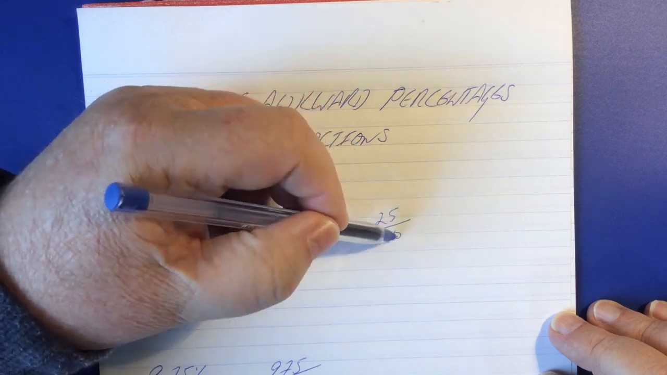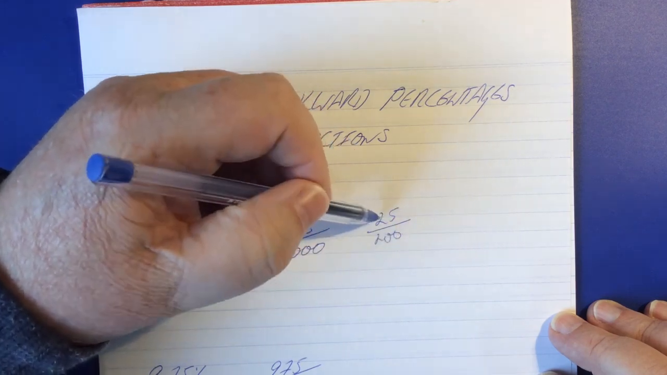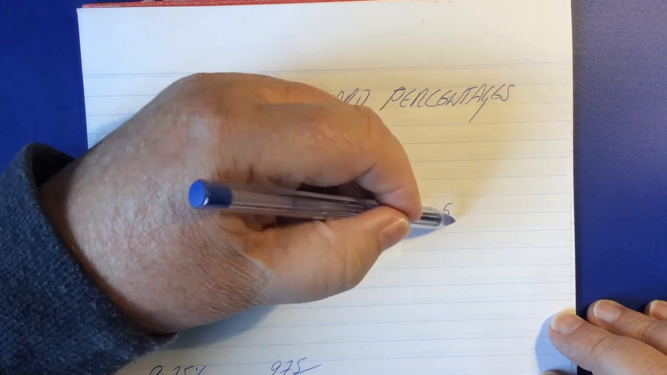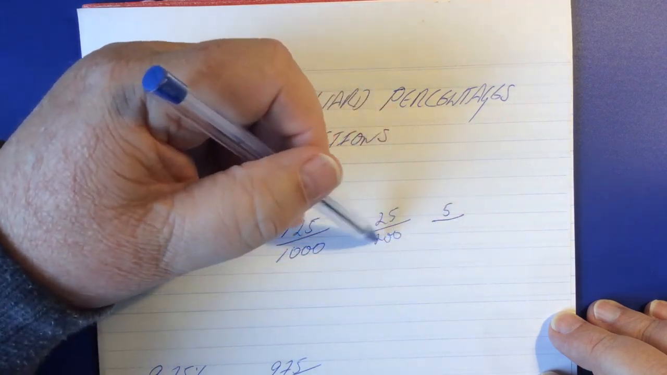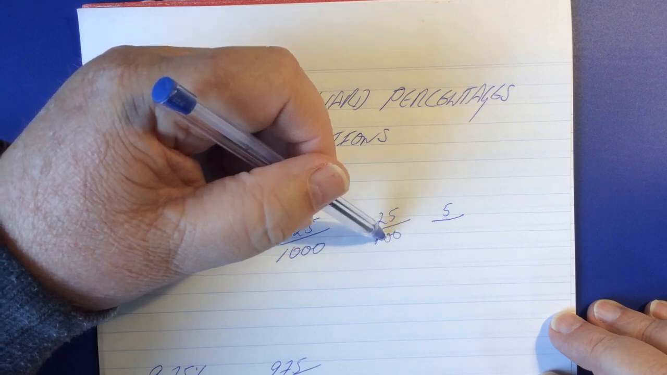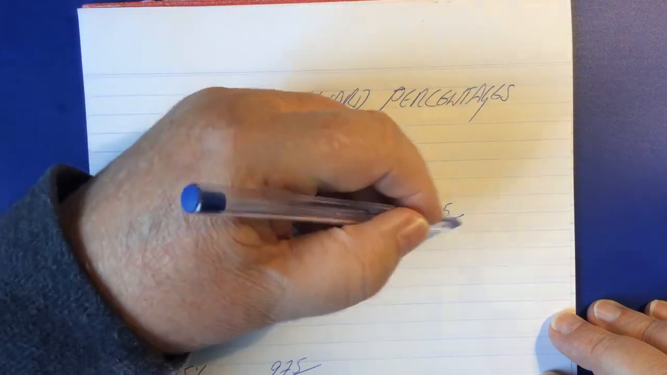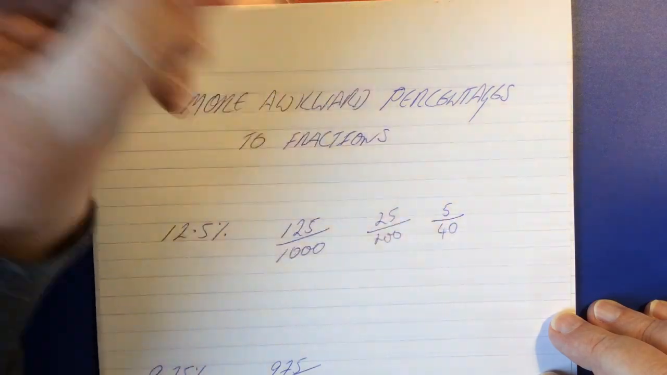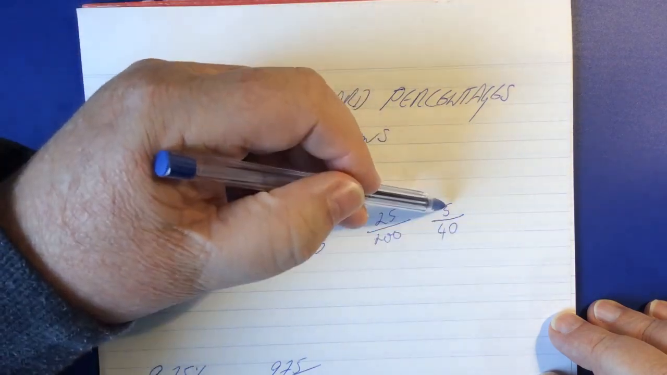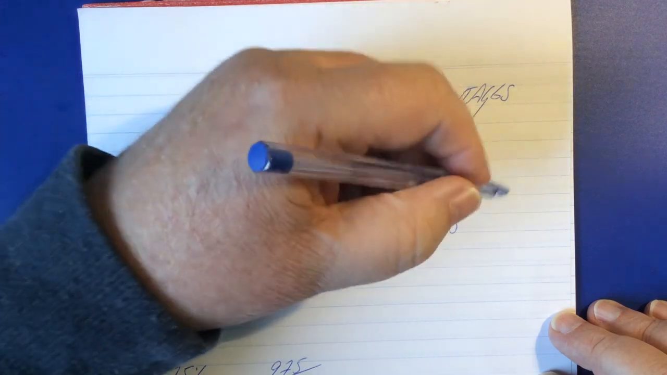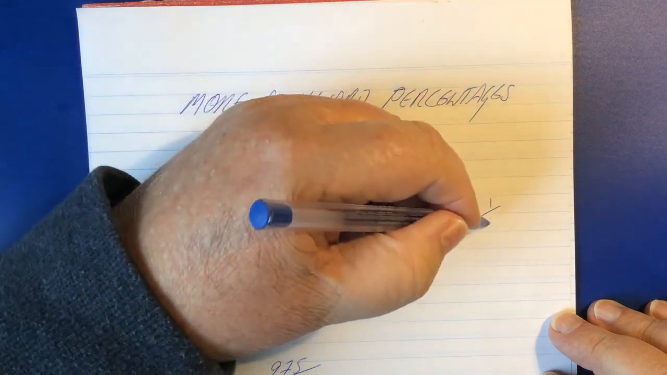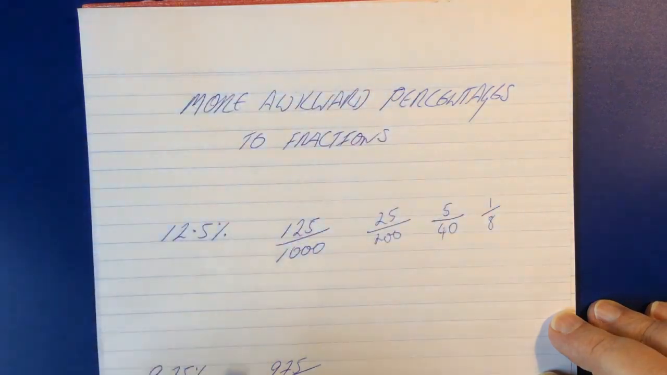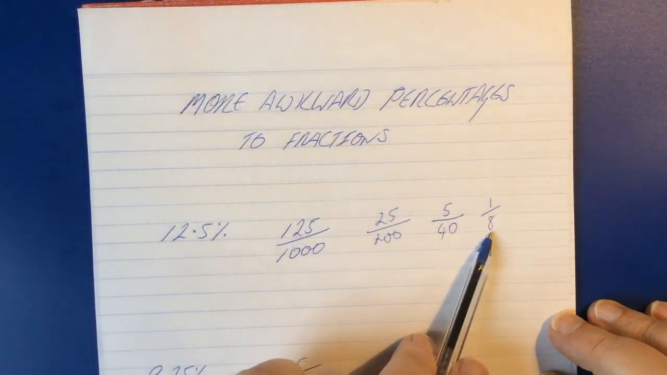And look at this, we can break this down again because 5 goes into 25 5 times. How many times does 5 go into 200? Well, 5 goes into 20 4 times and into 200 40 times. My word, we can do this again. How many times does 5 go into 5? Once. How many times does 5 go into 40? 8. That's our final answer, 1/8.